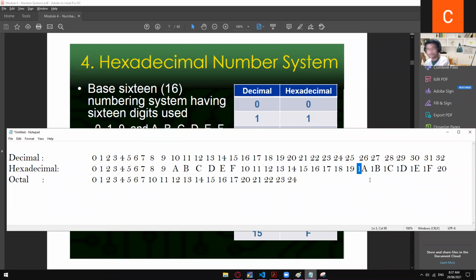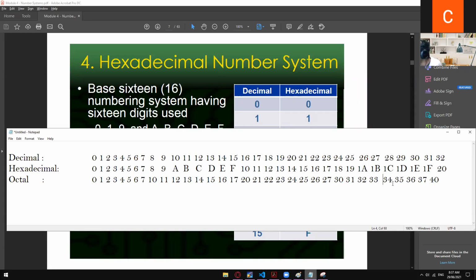Okay, so for the octal, let's continue this one so that we can have a complete representation of decimal going to hexadecimal, and then decimal going to octal. So it's 25, 26, 27, so we don't have 8 and 9. So the next one is 30, 31, 32, 33, 34, 35, 36, 37. We don't have 8 and 9, so it's now 40.